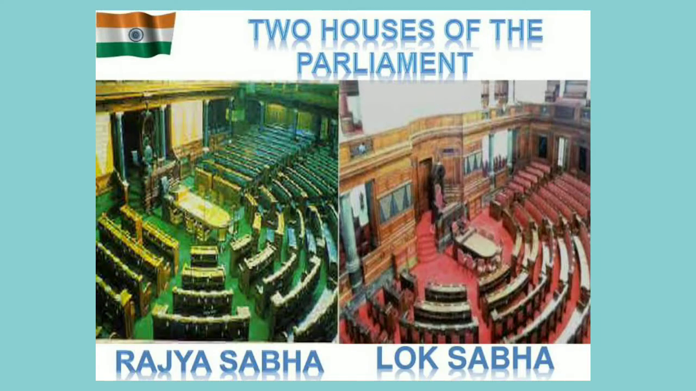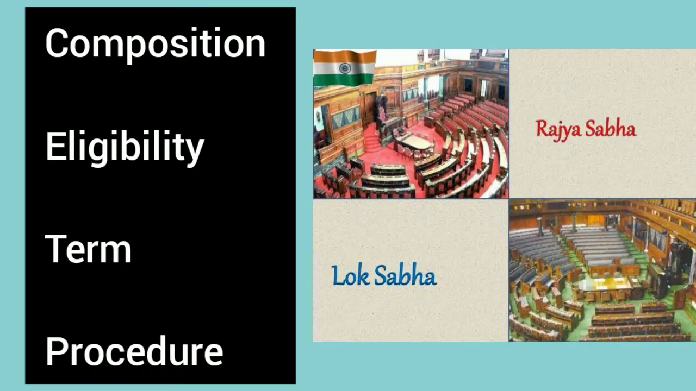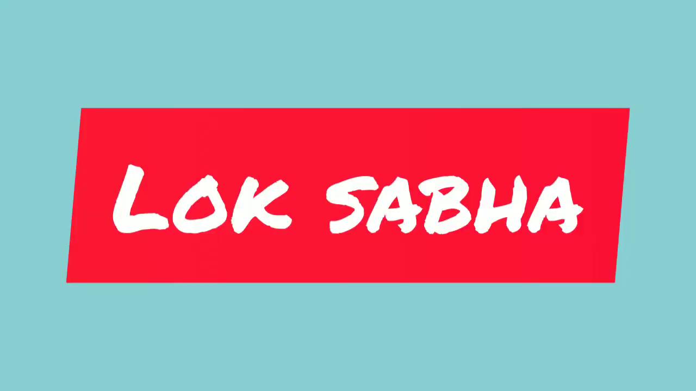Beta, the Indian parliament consists of the president and the two houses of parliament, the Lok Sabha and the Rajya Sabha. And today we will talk about Lok Sabha and Rajya Sabha in detail. In this we will learn about the composition, eligibility, term and procedure for election of both the houses, including the Lok Sabha and the Rajya Sabha. So first of all, we will start with Lok Sabha.